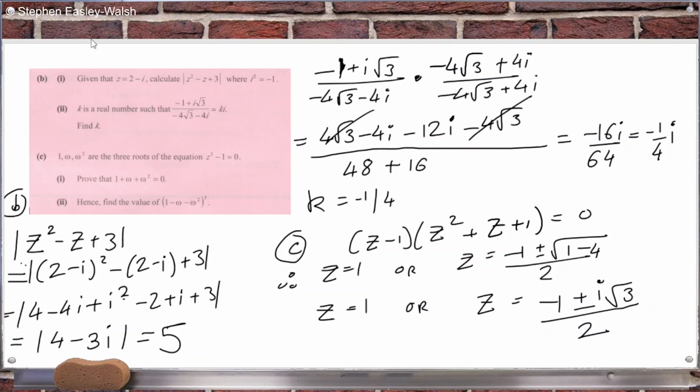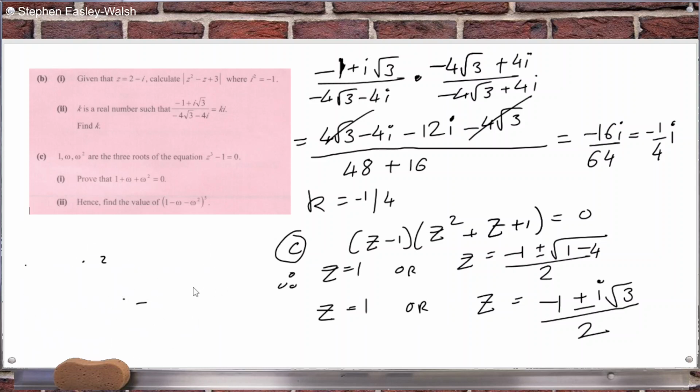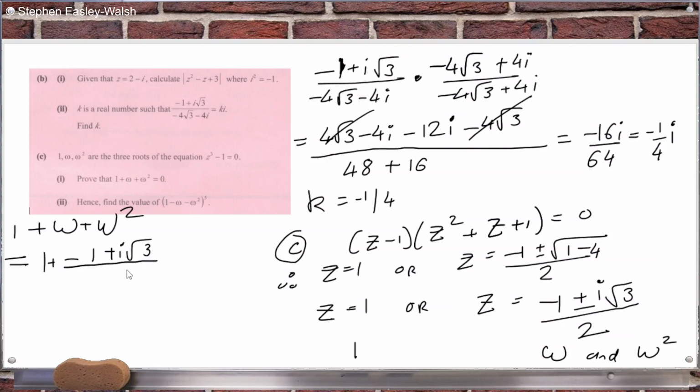2. So if I just remove this on the left here, I have my 3 terms here. 1, and this is omega and omega squared. So that means 1 plus omega plus omega squared will equal 1 plus minus 1 plus i root 3 over 2, and then plus minus 1 minus i root 3 over 2.